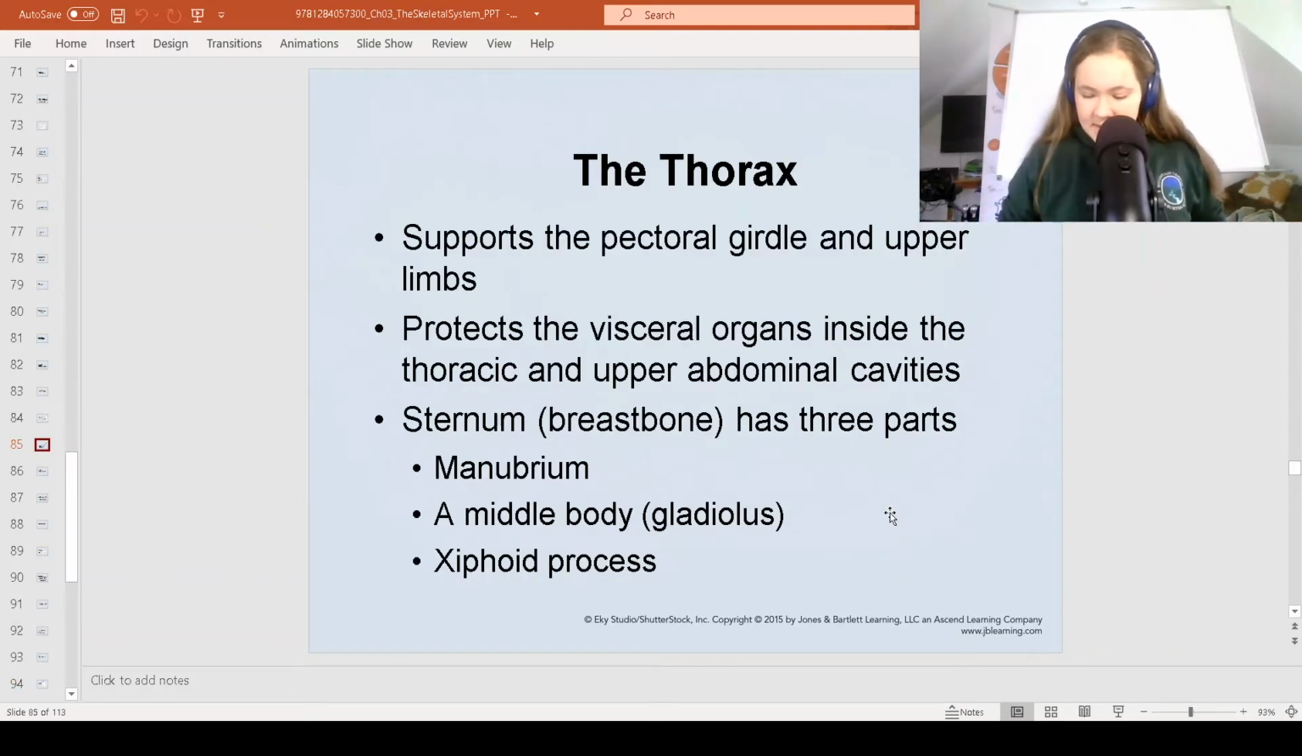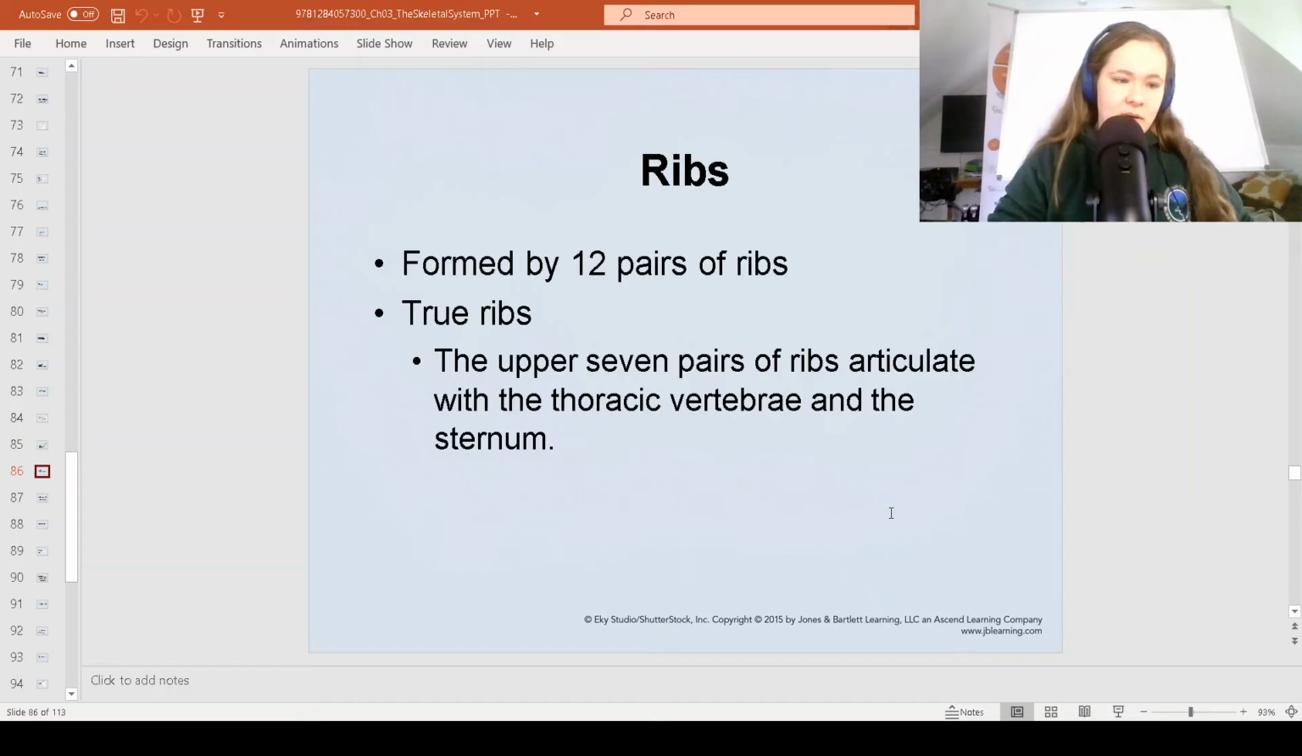We've got thorax. Supports the pectoral girdle and upper limbs, protects the visceral organs inside the thoracic and upper abdominal cavities. The sternum, which is the breastbone, and which is the part you rub when you check for alertness and responsiveness. And it has 3 parts, the manubrium, middle body, and the xiphoid process, which if you punch in well, you can kill somebody because it will pierce the inferior vena cava. Don't ask me how he knows this.